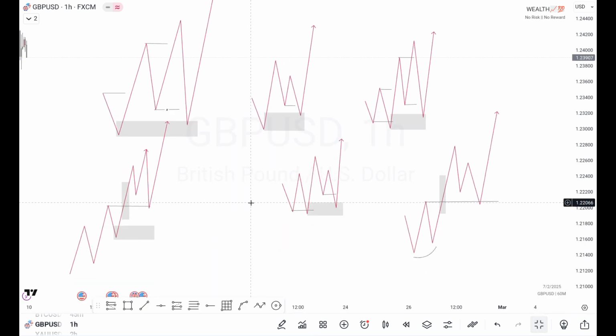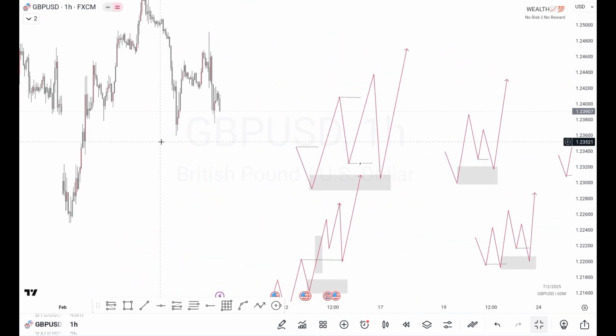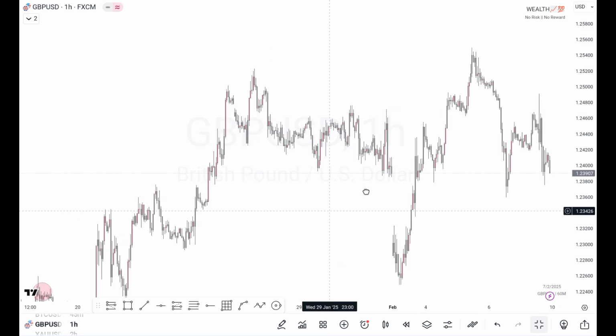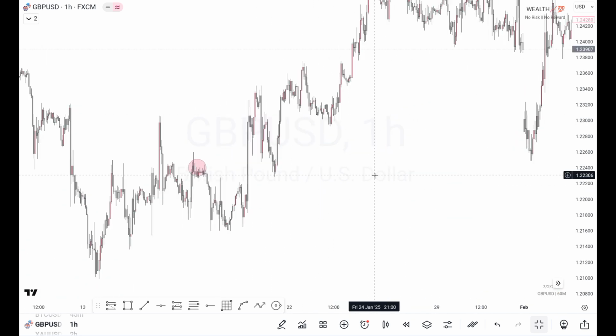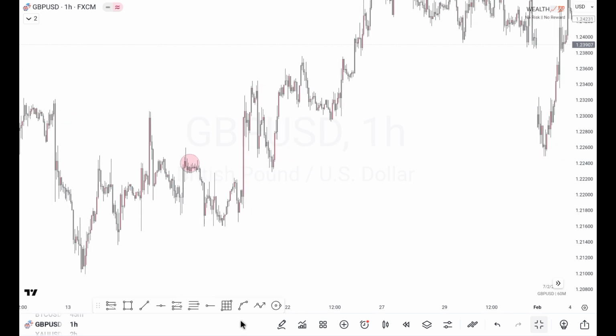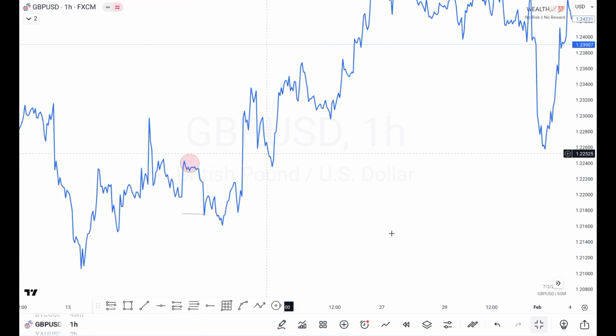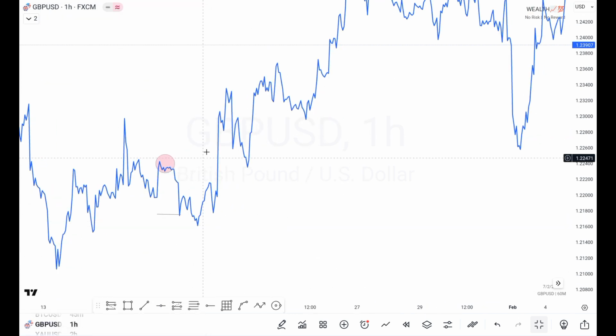So now let me go to the charts and look for models that are really similar to this. All right, so this is the first one. Kindly look at this. This is a break of the low, right? So after this break of the low, we have this. In terms of this structure, if you are using a line chart, you can see what I'm talking about.